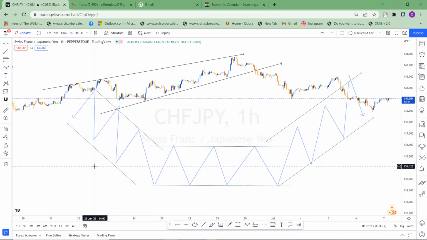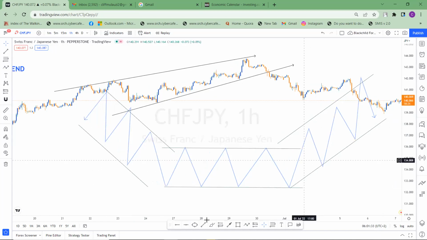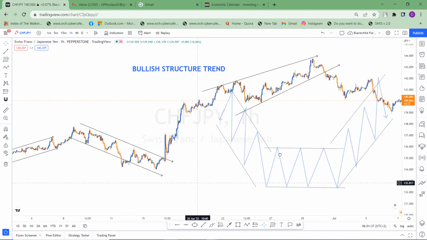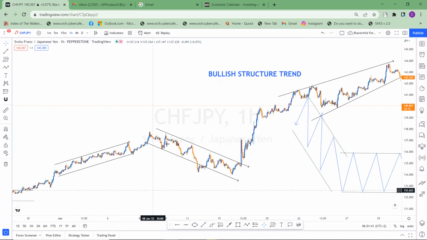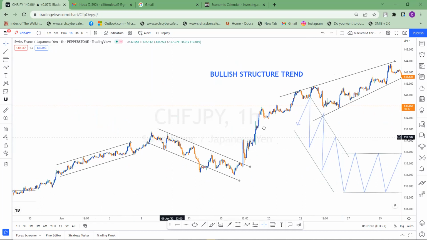So now the question is, when do I buy, or where do I buy, or where do I sell? Just remember what we said: never buy in a selling trend, or in a selling structure, or in a bearish structure, and never sell in a bullish structure. So I want to show you the reason why you should never buy in a selling structure. This one is a selling structure, right?